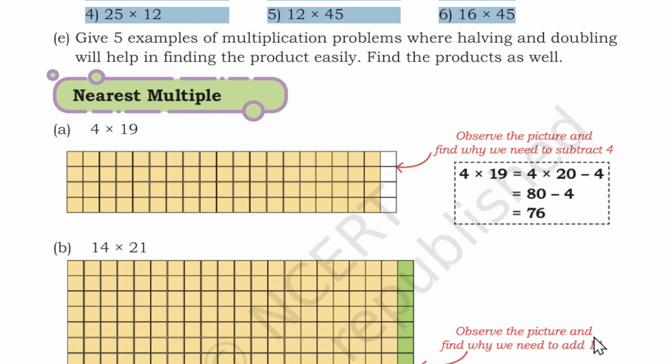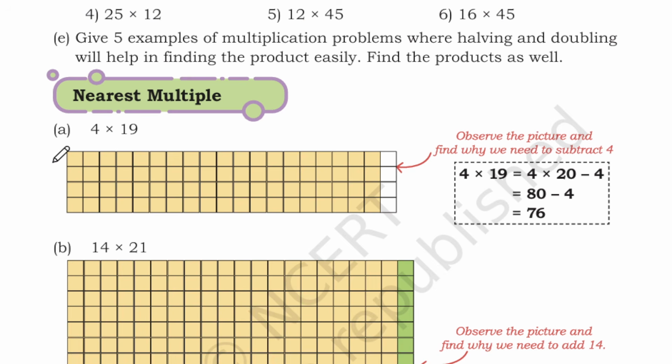So next is nearest multiple. So it is going to be the nearest multiple. So if you look at the picture, a few butter packets are left out. Observe the picture and find why we need to subtract 4. Okay. So here 4 into 19. So how many boxes are there? First we will see.